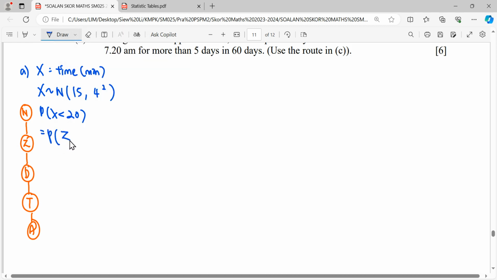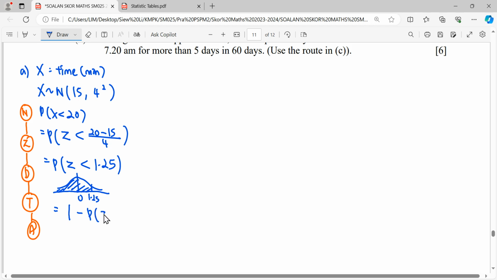So to change to z-score, the value needs to minus the mean and divide by the standard deviation, which is 4. So let our z-score be 2 decimal places so that we can read it from the table. And then we draw out the standard normal graph, 1.25 at the right hand side, less than that. So you can notice that this is the region that we want, but in the table we only have the right tail table. So we take the overall region minus the tail of 1.25.